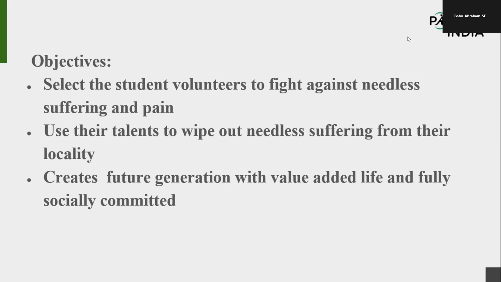The third objective of the SAPC activities is to create a future generation with value-added life and fully socially connected. We are adding some values in their lives. They are supposed to respect people, and to see the suffering of people, and sometimes they can act sympathetically, sometimes in an empathetic way. When they act empathetically, they can make changes in others' lives, and this type of values will be added through these activities.